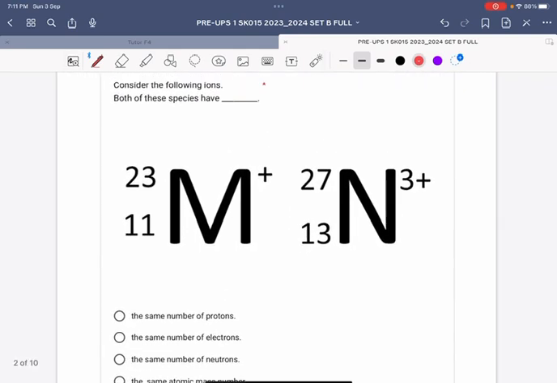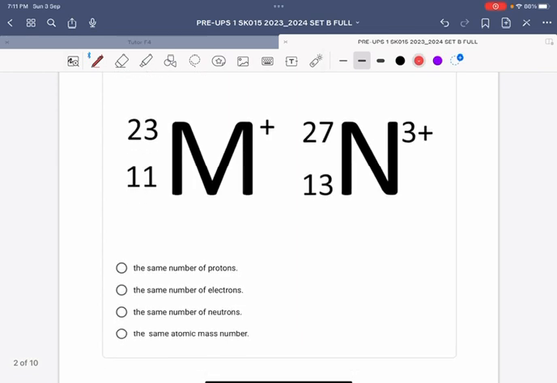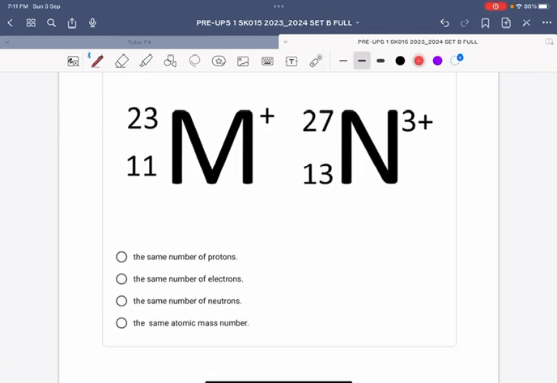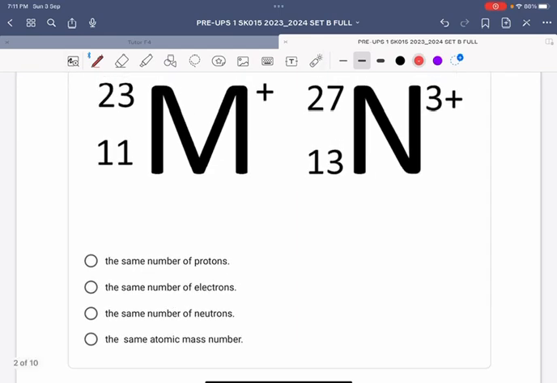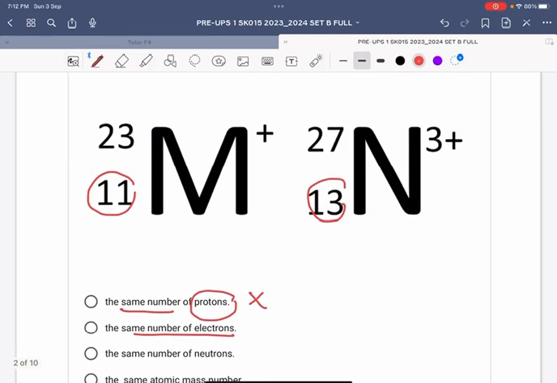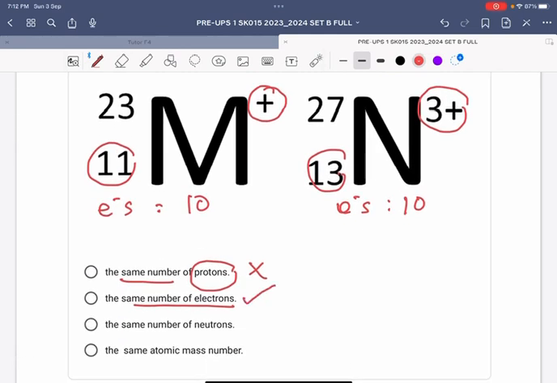Next, consider the following ion. Okay, so we have ion M and ion N3+. We look at it in terms of proton number. So the proton number is 11, 13. So this is different, so this is incorrect. The same number of electron. Here, number of electron will become 10, because this is positive charge, it loses 1 electron. So here, number of electron also 10, because this is 13, this is 3+, it loses 3 electrons. So this is correct. Okay, so option 2 is the correct answer.